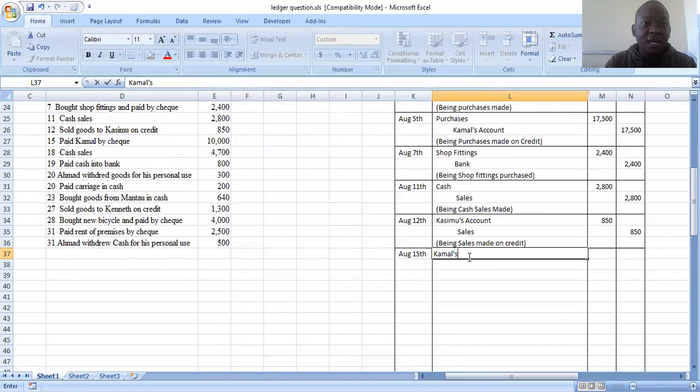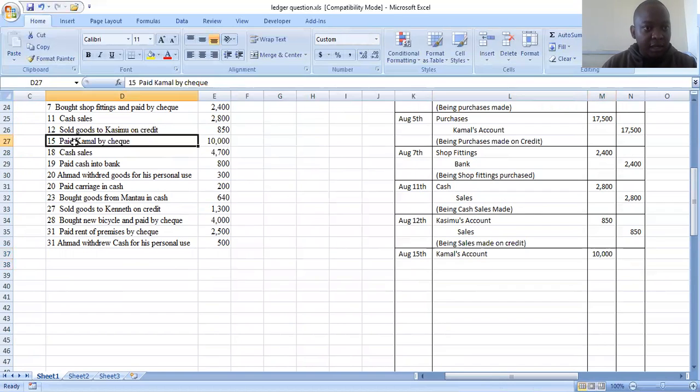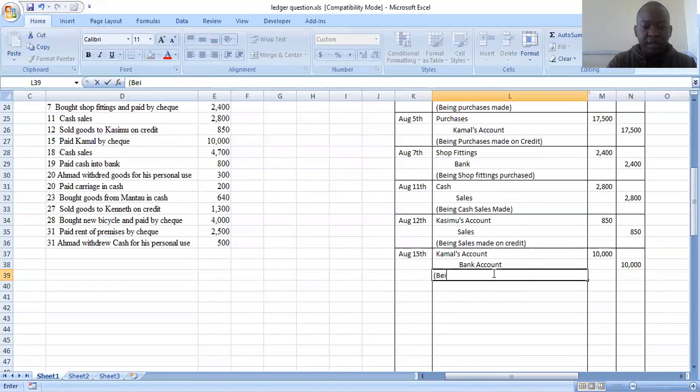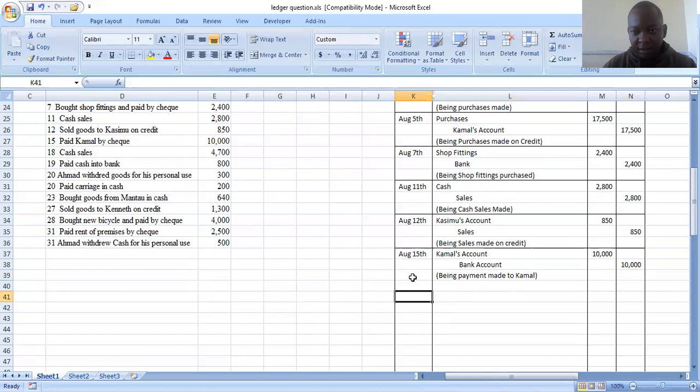So Kamal's account, we debit. The amount is 10,000 shillings. And then we credit the bank account because our bank account has declined. So bank account, the amount is 10,000 shillings. Then the narration being payment made to Kamal. Close that.